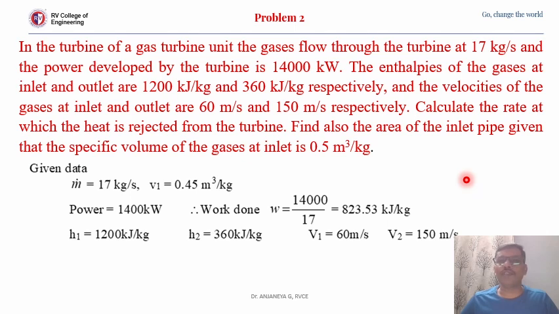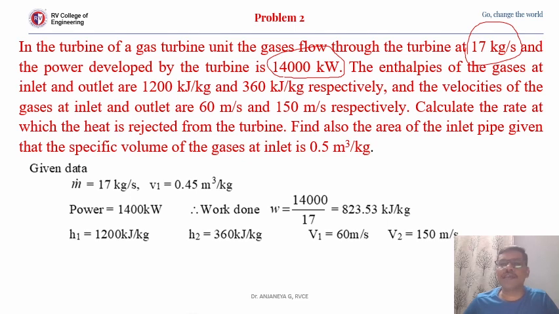Let us look into another problem. The problem is as follows. In a turbine of a gas unit, the gases flow through the turbine at the rate of 17 kg per second, and the power developed by the turbine is 14,000 kilowatts. So here he has given the mass rate and the power in terms of kilowatts.